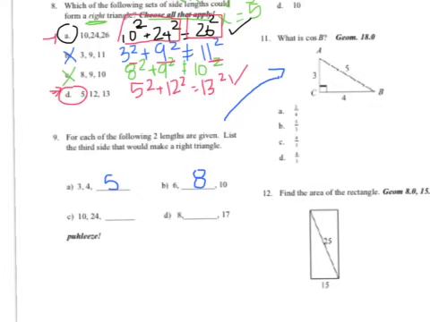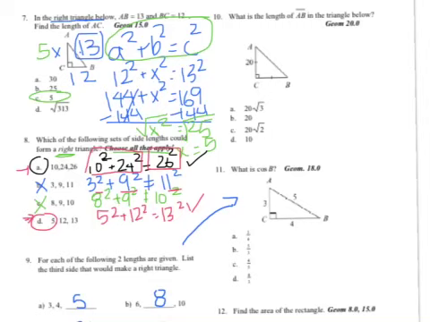A 10, 24, and 26 would be another Pythagorean triple and would work if you did 10 squared plus 24 squared. You'll get 26 squared. And another one to have just in your brain real quickly is that if you have an 8 and a 15, the hypotenuse will be 17.